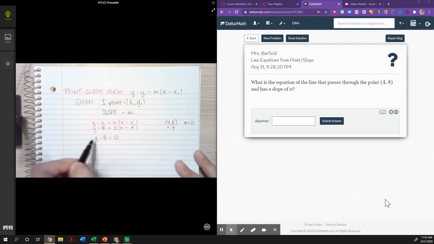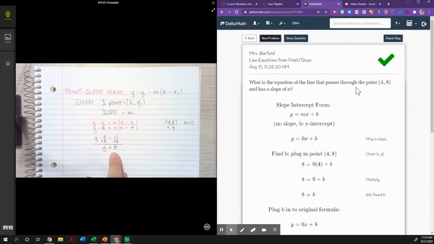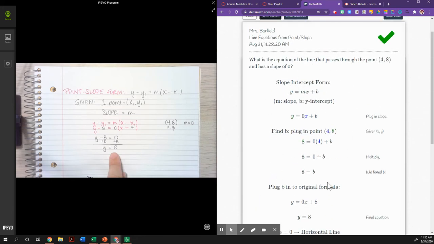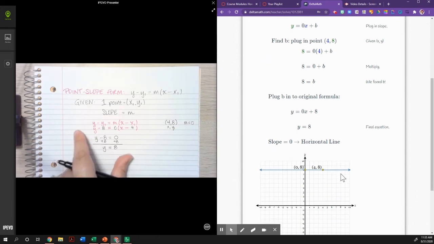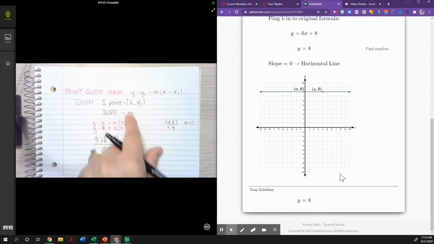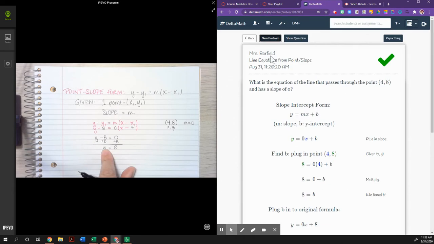Now I need to get y by itself, so I'm going to add 8. So I get y equals 8. Over here, what is my answer? y equals 8. That is the equation of my line. Submit my answer. Yes. Now you can see he uses slope-intercept form to solve the problem. I don't. I use point-slope form, and it's because this is a technique that I want you to get more comfortable with. So let's do a new problem.